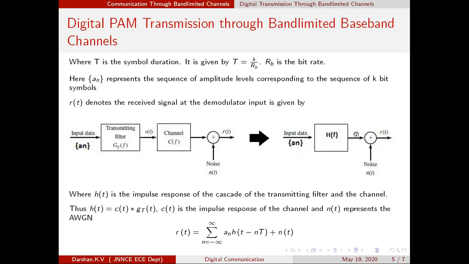The output of the cascaded block is given by sigma a_n into h of t minus nT, because whatever signal is input has to pass through this, so h should be there. Sigma, because you have so many symbols. Are all symbols generated at the same time? No. Every T seconds you have one symbol, that is by this t minus nT. And what is this n? This is the noise, the AWGN noise, n of t.